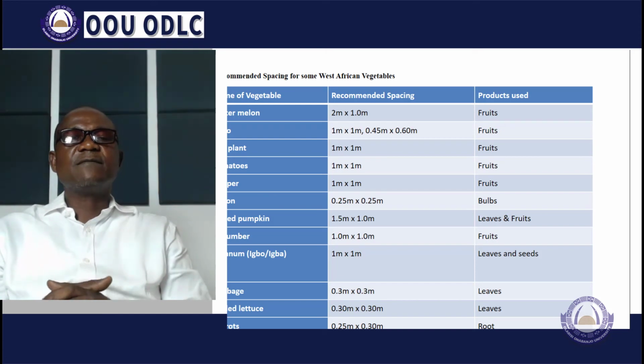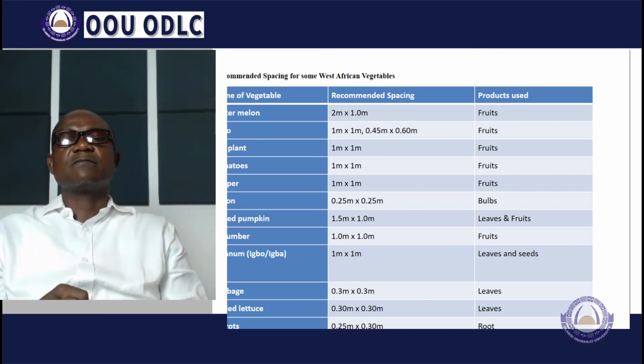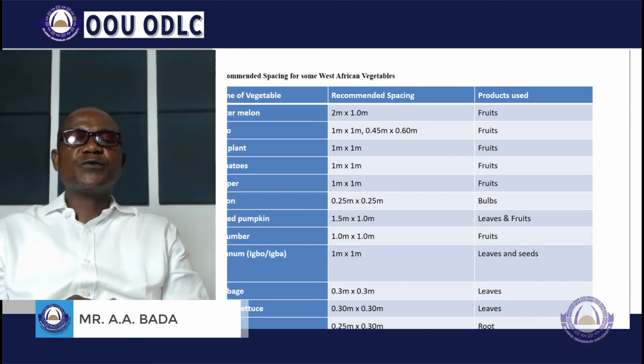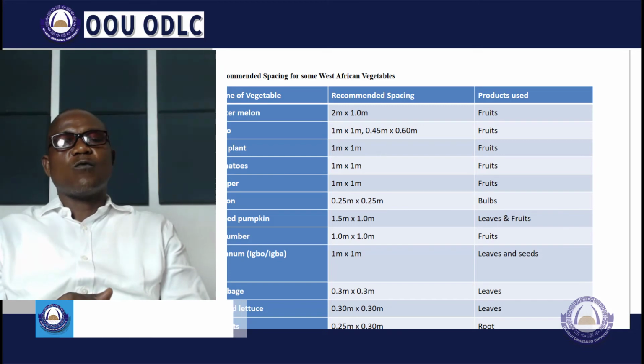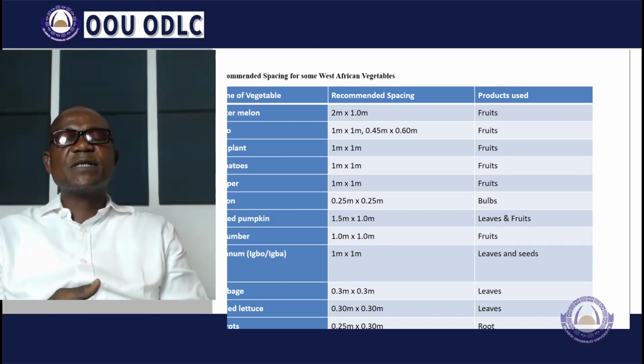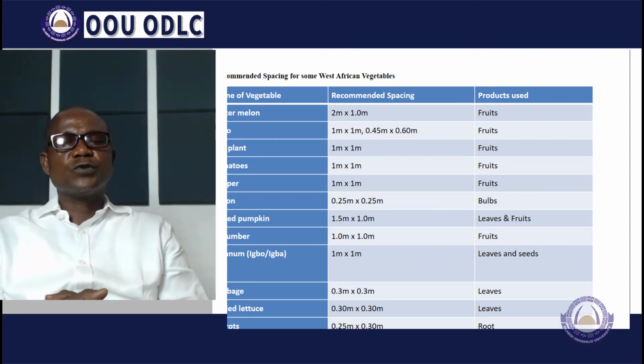Watermelon, spacing 1 meter by 1 meter or 2 meters by 1 meter. Parts used, the fruits. Okra, 1 meter by 1 meter or 0.45 meters by 0.6 meters. Part used is equally the fruits. Eggplant, 1 meter by 1 meter. The fruit is the part that is used. Tomatoes, 1 meter by 1 meter is the recommended spacing, and the fruit of the plant is the part that is used.